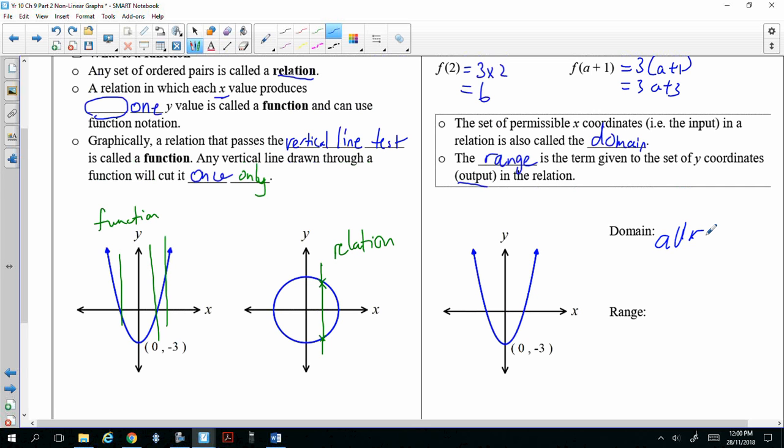Aaron, what's the range? Yep. y is bigger than or equal to -3. Okay, that's good. Okay, let's move on to the next page. Now we know the domain and range. We know how to describe a function, how to determine whether it's a function. Now we have to move on to the next page.